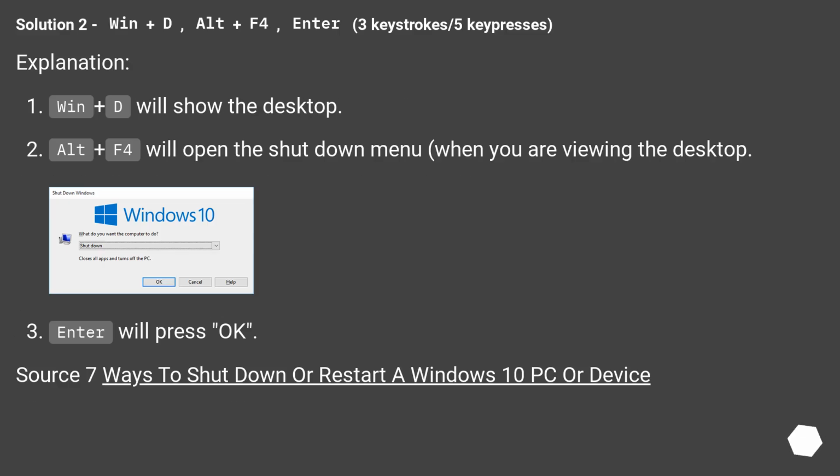Solution 2. Win plus D, Alt plus F4, Enter, 3 keystrokes, 5 key presses. Explanation: Win plus D will show the desktop. Alt plus F4 will open the shutdown menu when you are viewing the desktop. Enter will press OK. Source: 7 ways to shut down or restart a Windows 10 PC or device.